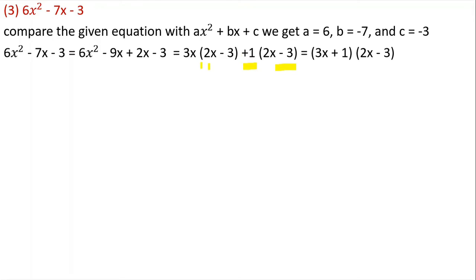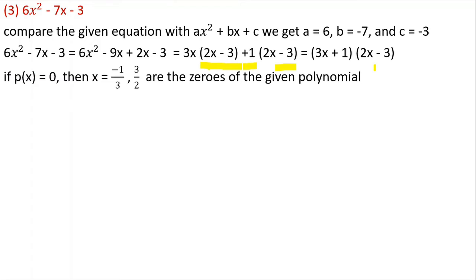So if I take 2x minus 3 as common from these two terms, I am getting (3x plus 1) into (2x minus 3). If we equate it to 0, we are getting 3x plus 1 is equal to 0 and 2x minus 3 is equal to 0. So the values of x are x is equal to minus 1 by 3 and x is equal to 3 by 2. So these are the two values of x making the given quadratic equation 0. Hence these two are called the zeros of the given polynomial.